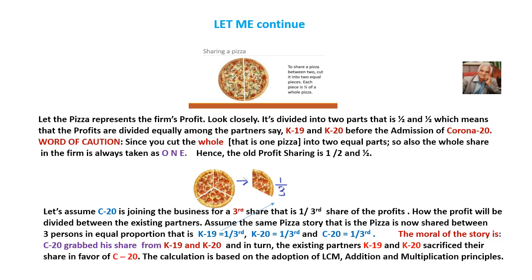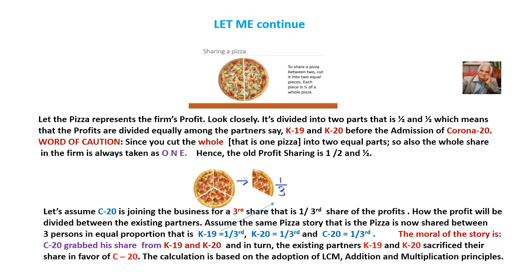The narration is before you. We can definitely go through that. The third share I told you belongs to C20 after his admission. That is, the arrow shows how the profit will be divided between the existing partners. Assume the same pizza story: the pizza is now shared between three persons in equal proportion, K19, K20, and C20, in the ratio of 1:1:1. The moral of the story is C20 grabbed his share from K19 and K20. Very important: in turn, the existing partners K19 and K20 sacrifice their share in favor of C20.